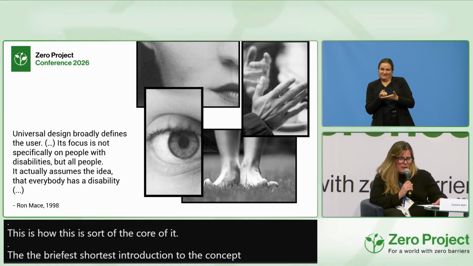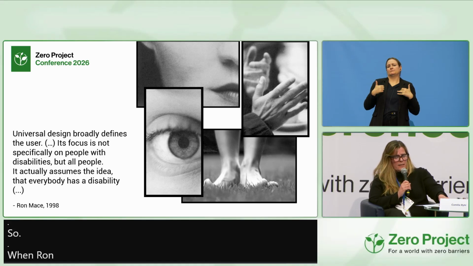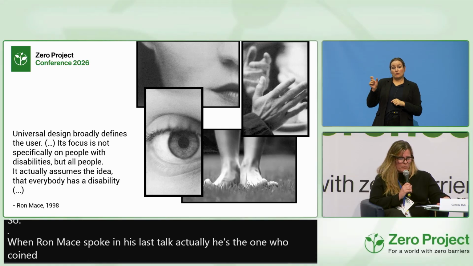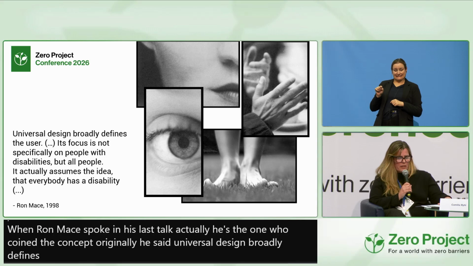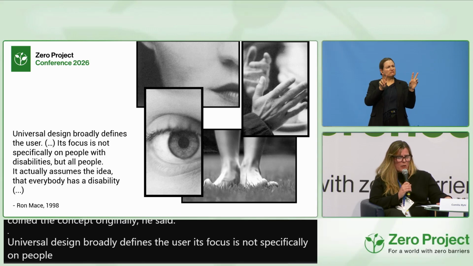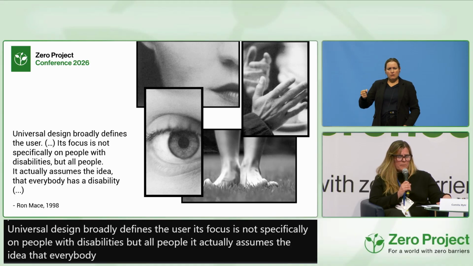So when Ron Mace spoke in his last talk, actually, he's the one who coined the concept originally. He said, universal design broadly defines the user. Its focus is not specifically on people with disabilities, but all people. It actually assumes the idea that everybody has a disability.